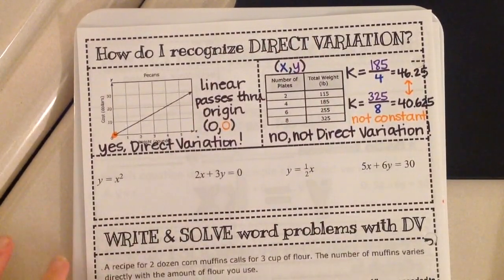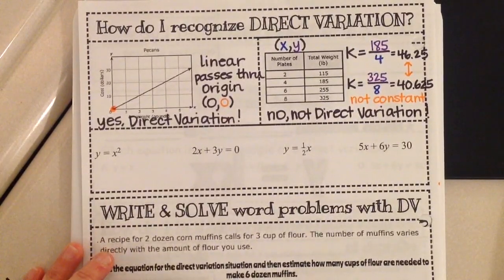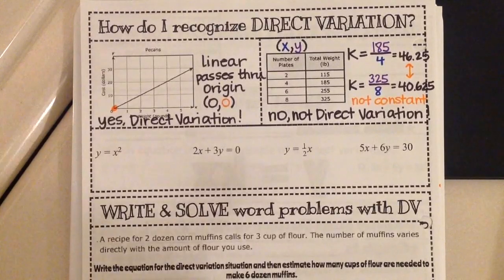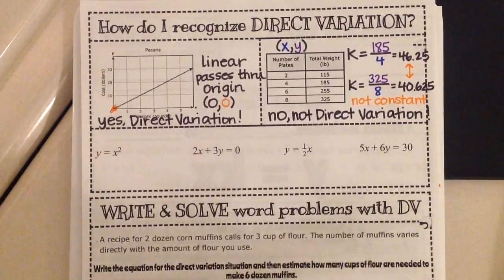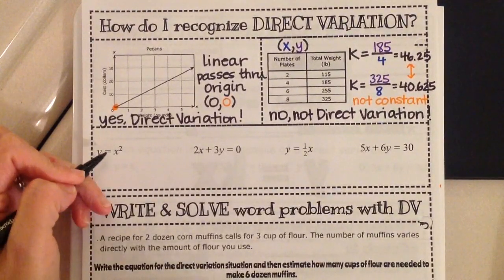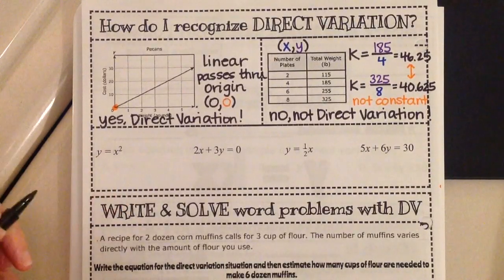Okay, so what if I have equations? How am I going to tell from an equation that it is direct variation? Well, remember, direct variation is just y equals mx plus b where the b is 0, which is why you don't see it. So it's really y equals mx. Okay, so I have y equals x squared.